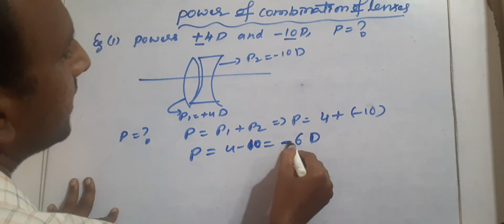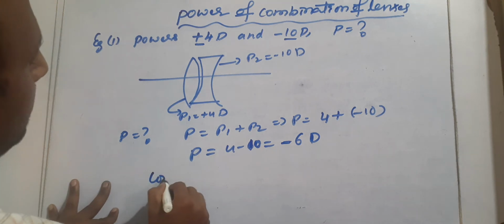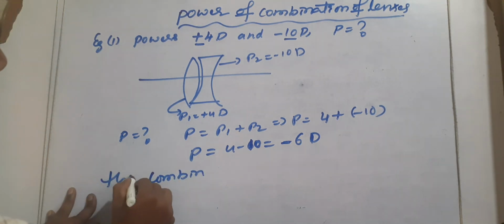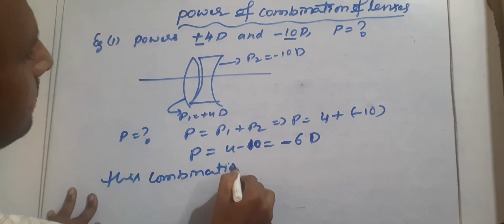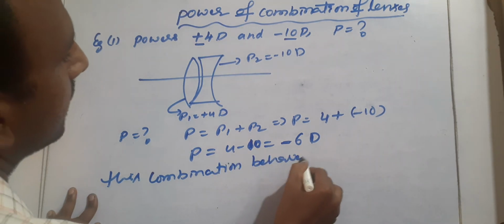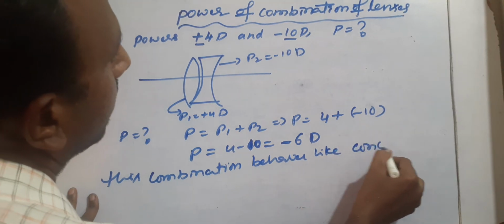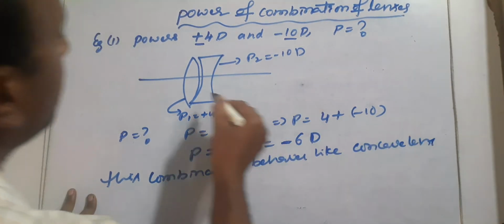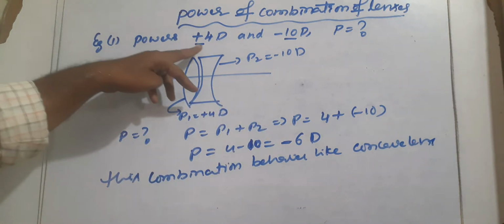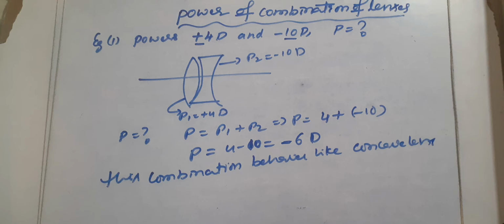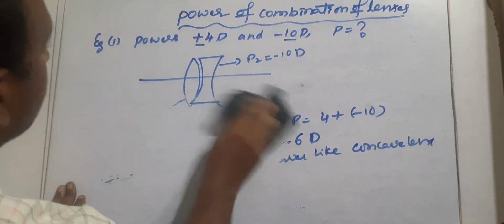So again the resultant is negative. The combination of a convex and a concave lens with powers plus 4D and minus 10D behaves like a concave lens, because the final power comes with a negative sign. The negative sign indicates that the combination is finally behaving like a concave lens, or diverging lens. Now we are taking one more example, students.